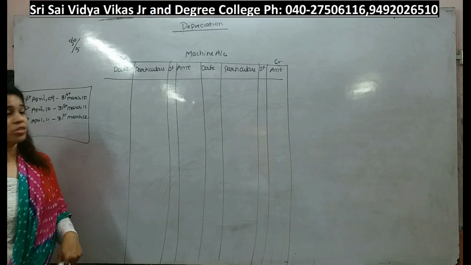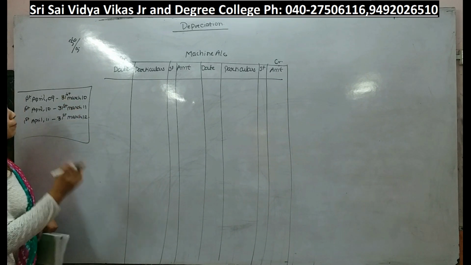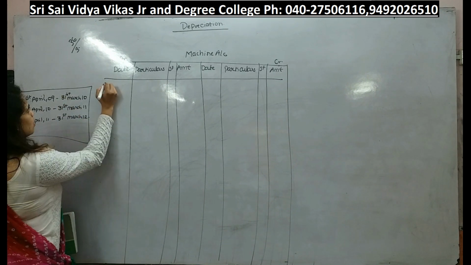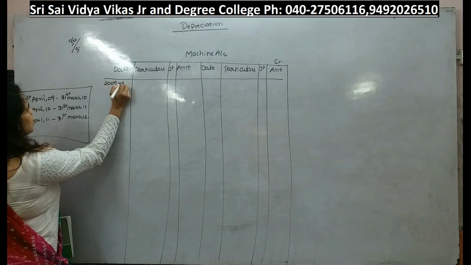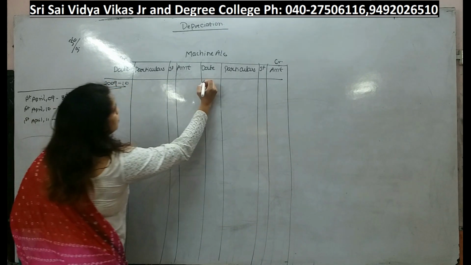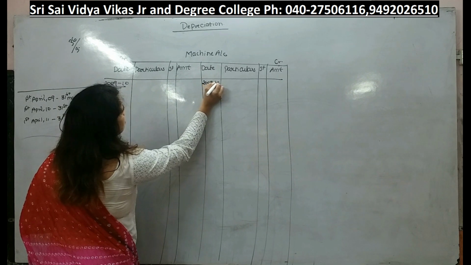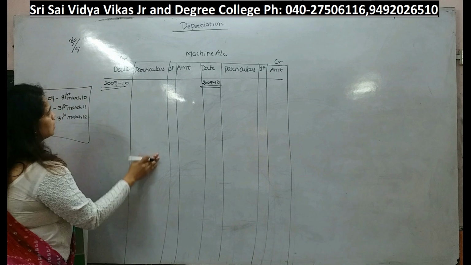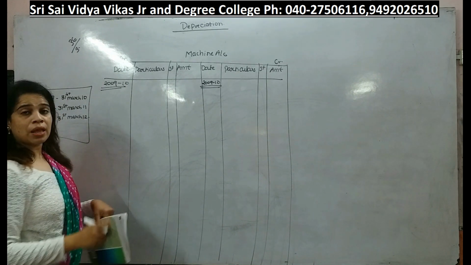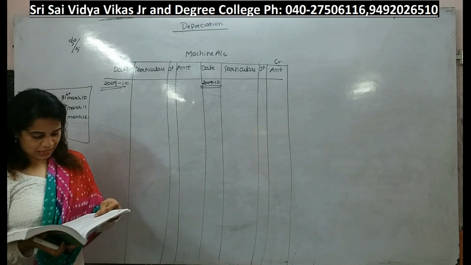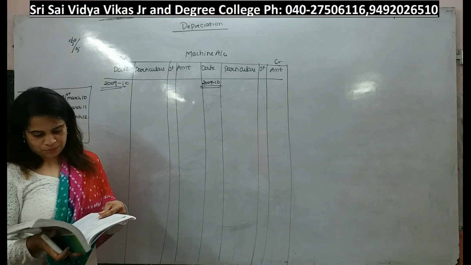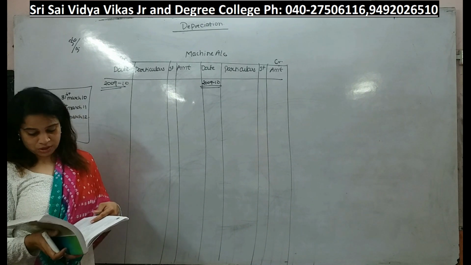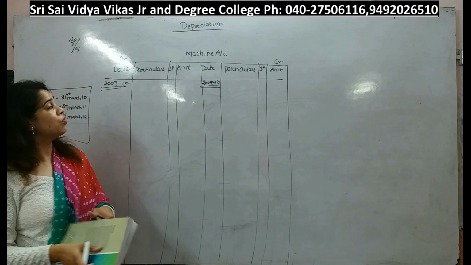We need to prepare the machine account for these 3 years. Okay, now let's go back. First year is 2009-2010. Okay, now understand, what are they saying? On April 1st 2009, Kiran and Son purchased a machine for rupees 42,000 and paid 3,000 for its erection.